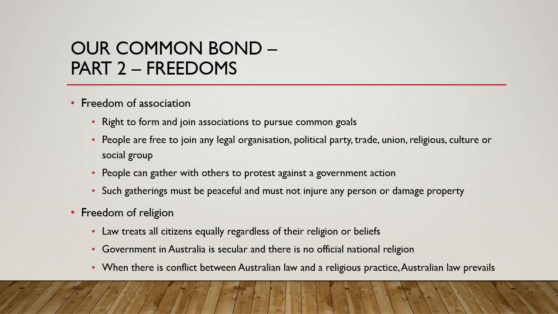Freedom of association is the right to form and join associations to pursue common goals, and people are free to join any legal organization, political party or social group. They can gather with others to protest, but such gatherings must be peaceful, and they must not damage any property or harm any person. Australia emphasizes freedom of religion. The law treats all citizens equally regardless of their religion or beliefs. Government in Australia is secular and there is no official national religion. When there is conflict between Australian law and a religious practice, Australian law prevails.